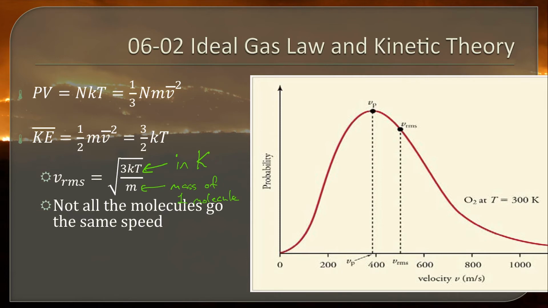Not all molecules will go at the same speed. Some are going faster, some are going slower. This just gives you the average. Notice a higher temperature means a higher speed. Since they're moving faster, they can move farther, they're further apart. Hence, linear or thermal expansion. As they get hotter, they're moving more, so they move further apart.